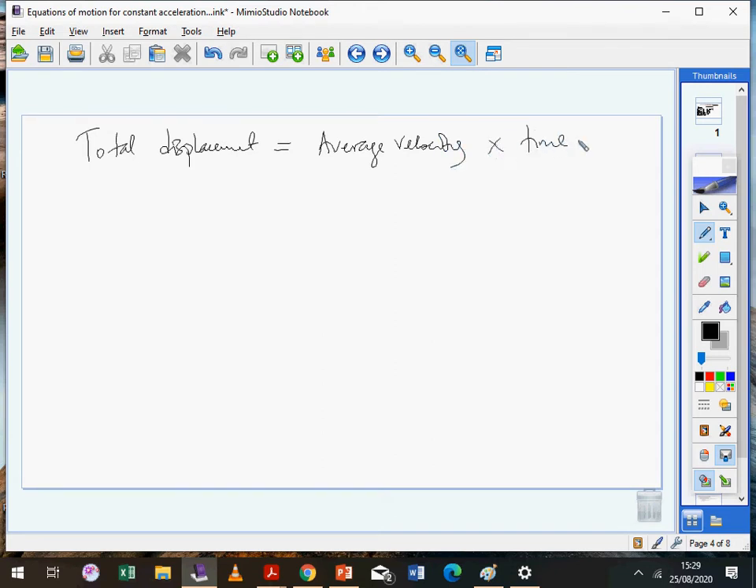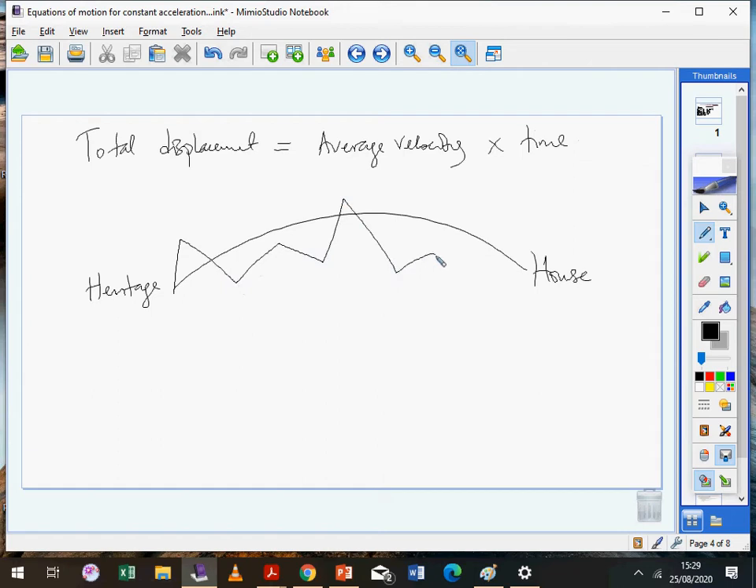To put this in perspective, if you leave Heritage and go to your house, maybe your house is in Makindye, there is no way that you're going to travel at a constant speed or at a constant velocity because of how the road moves and because of traffic and all that. Your velocity-time graph is going to look funny.